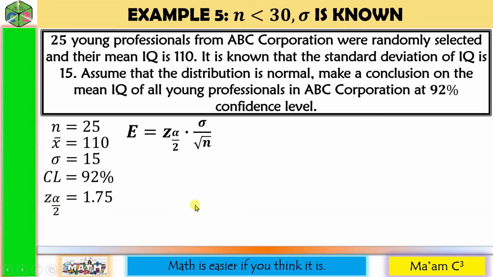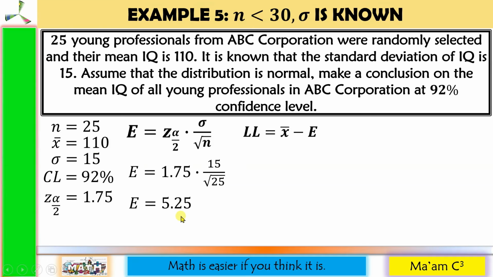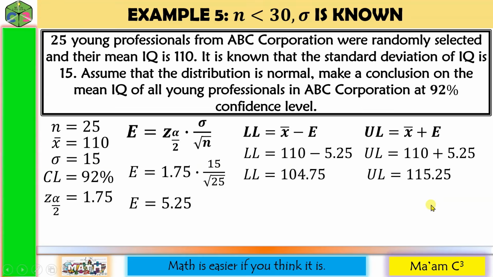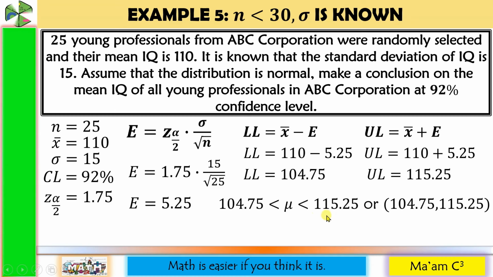Let's have our margin of error. Let us substitute our values here and this will give us 5.25. Now for the lower limit, that is just the sample mean minus the margin of error. And this will give us 104.75. For the upper limit, the sample mean plus the margin of error, and this will give us 115.25. Let's have our interval. Mu is less than 115.25 but greater than 104.75. Or you can write in this manner.